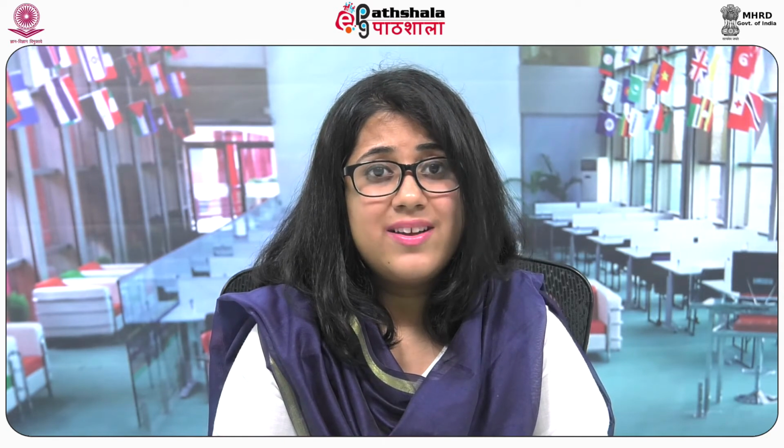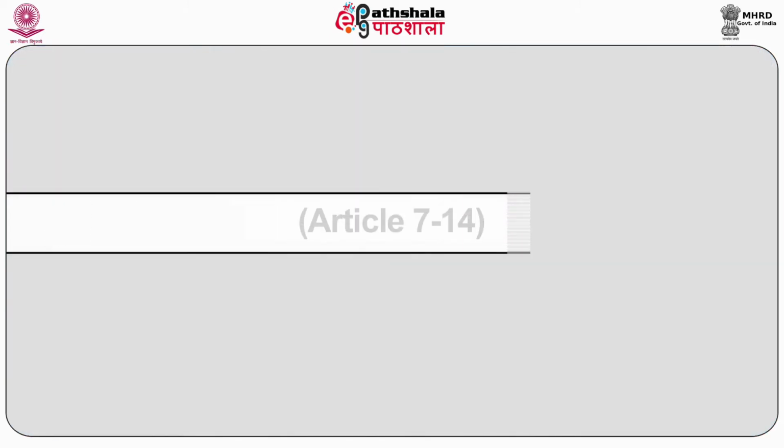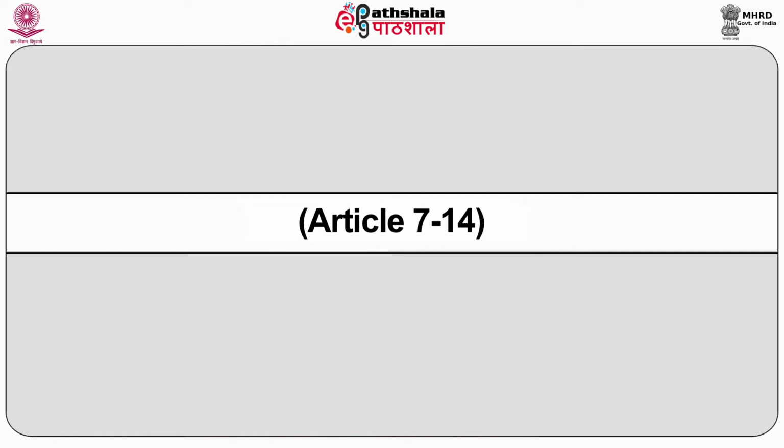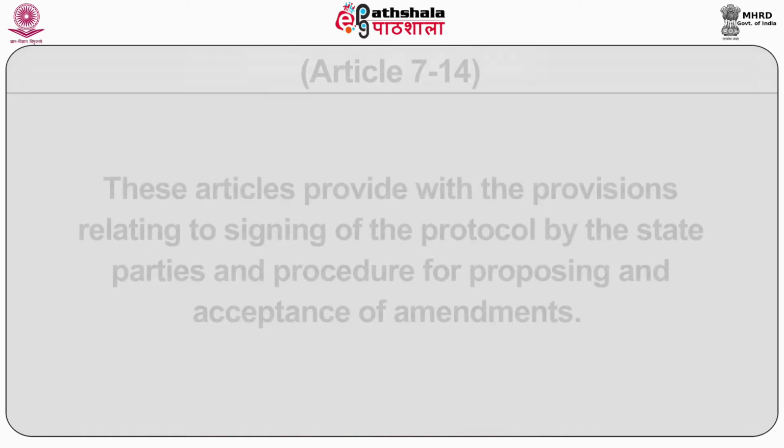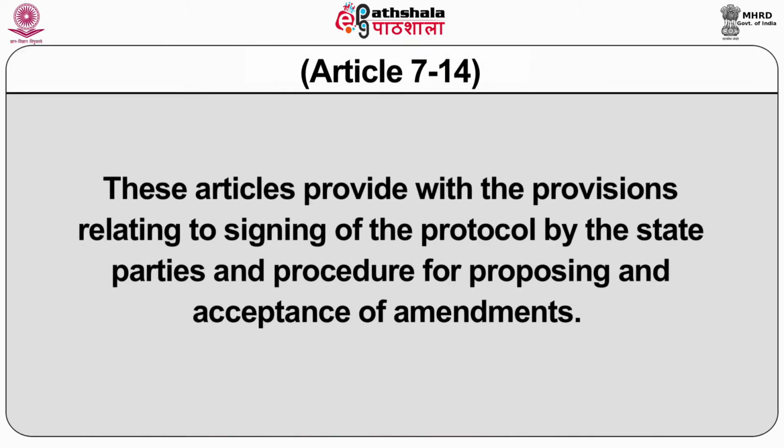The decision on a complaint is either in favor or against or partly both. The decision is then communicated to both the author and the state. Now we will move on to Articles 7 to 14. These articles provide the provisions relating to signing of the protocol by the state parties and the procedure for proposing and acceptance of amendments.